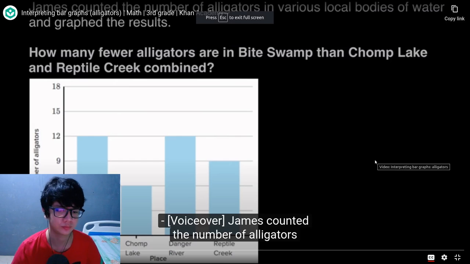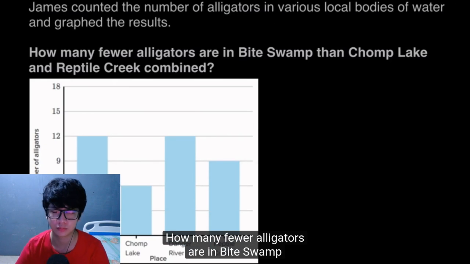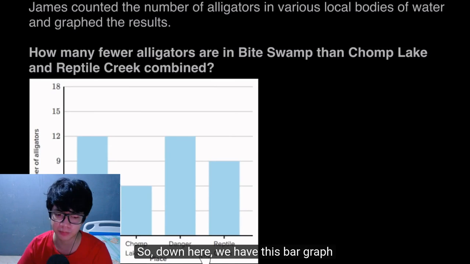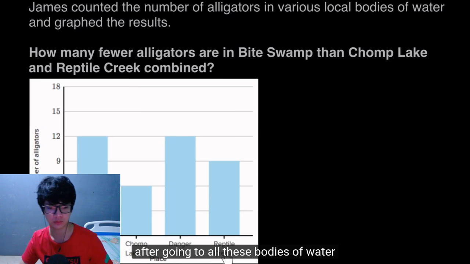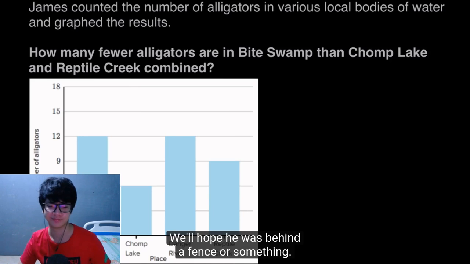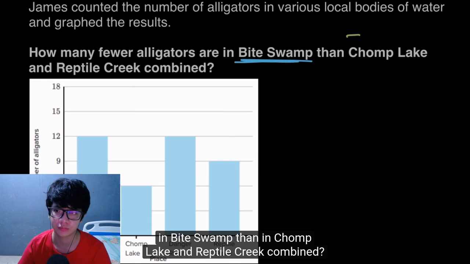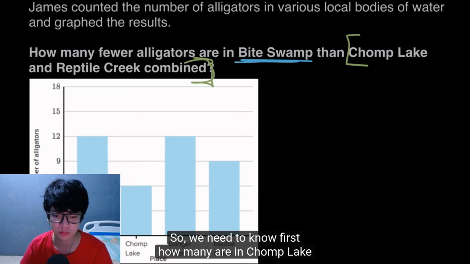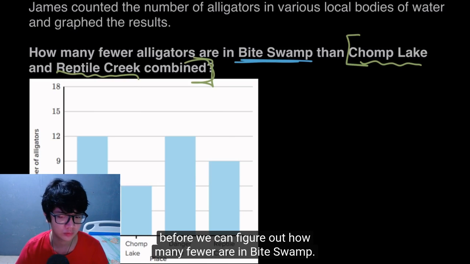James counted the number of alligators in various local bodies of water and graphed the results. How many fewer alligators are in Bite Swamp than Chomp Lake and Reptile Creek combined? So down here we have this bar graph that James somehow survived to create after going to all these bodies of water and counting the alligators. We'll hope he was behind a fence or something. So we're asked, how many fewer alligators are in Bite Swamp than in Chomp Lake and Reptile Creek combined? So we need to know first how many are in Chomp Lake and Reptile Creek combined before we can figure out how many fewer are in Bite Swamp.